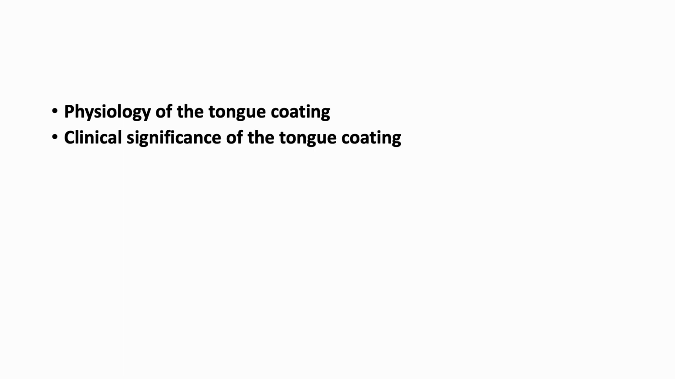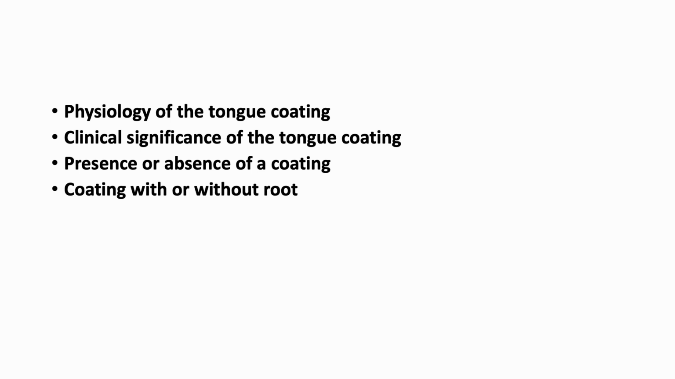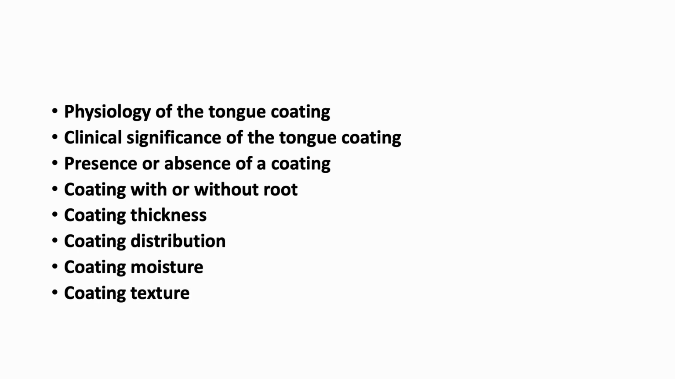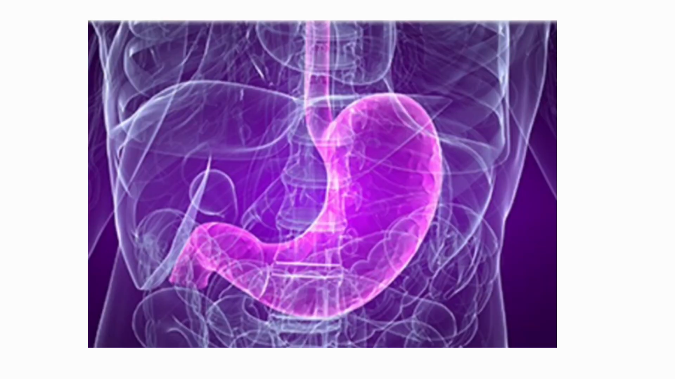Tongue coating. The tongue coating reflects the state of the yang organs and in particular the stomach. It reflects conditions of heat or cold and of fullness or deficiency. We shall take up physiology of the tongue coating, clinical significance of the tongue coating, presence or absence of a coating, coating with or without root, coating thickness, coating distribution, coating moisture, coating texture, and tongue coating in external diseases.